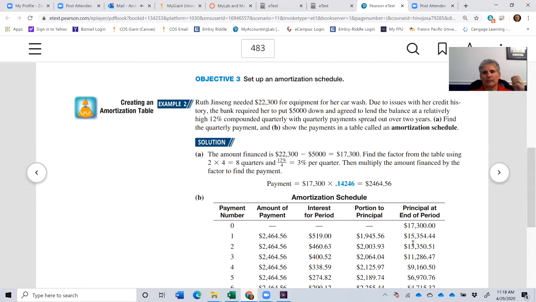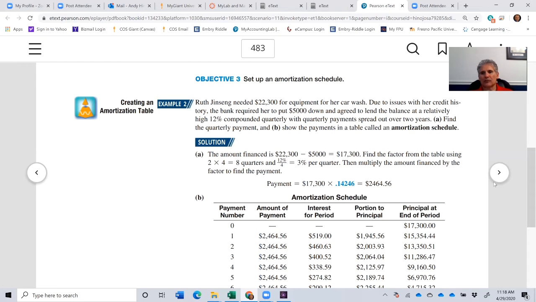We've done all this already to a limited degree. The amount financed is $22,300 minus the $5,000 she put down, so what's going to be financed is $17,300. The factor we're going to use on the table to come up with the payment amount is 12% divided by 4, which is 3%. The number of payments is spread out over 2 years, 2 years times 4 payments per year, since they're quarterly payments. So the number of payment periods is 8.